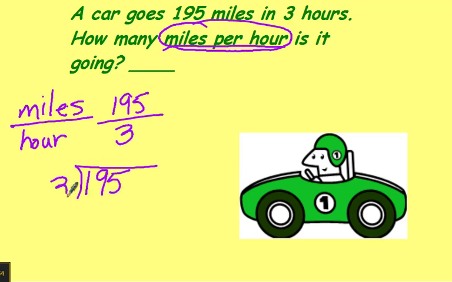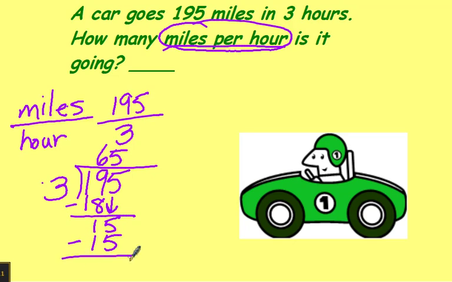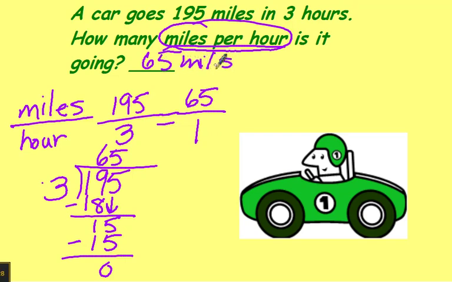195 divided by 3. 3 goes into 19 6 times. 6 times 3 is 18. Subtract down and you get a 1. Bring down your 5. 3 goes into 15 5 times. 5 times 3 equals 15, and you know it came out evenly. So we can say that this car can go 65 miles in 1 hour. And you would write 65 miles per, and you use that line for per hour. 65 miles per hour.